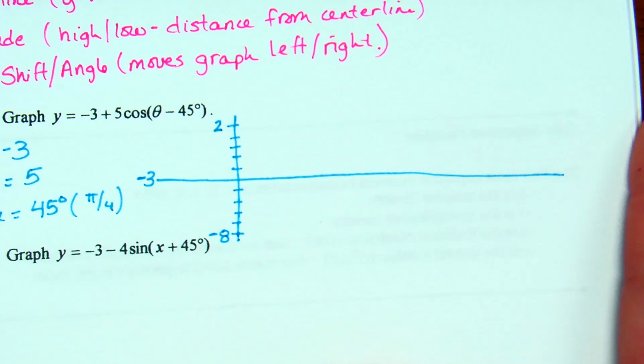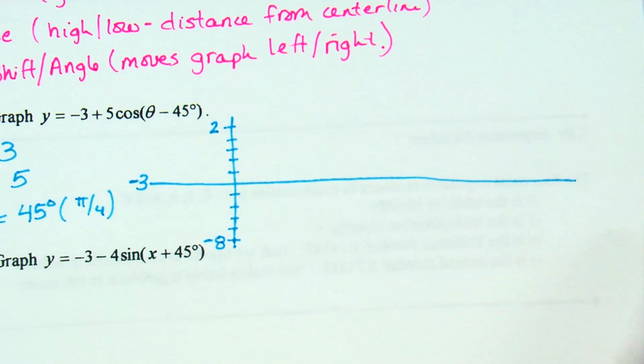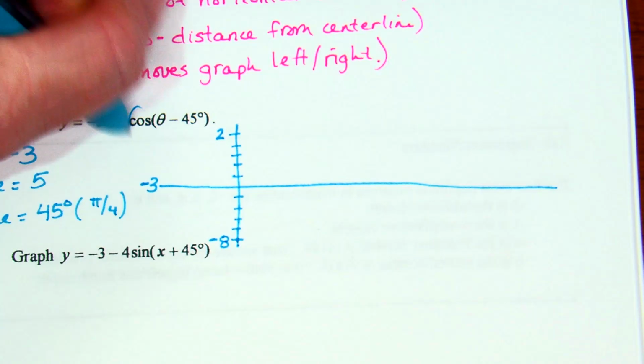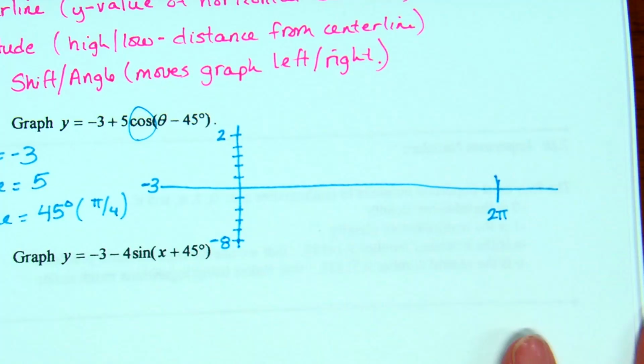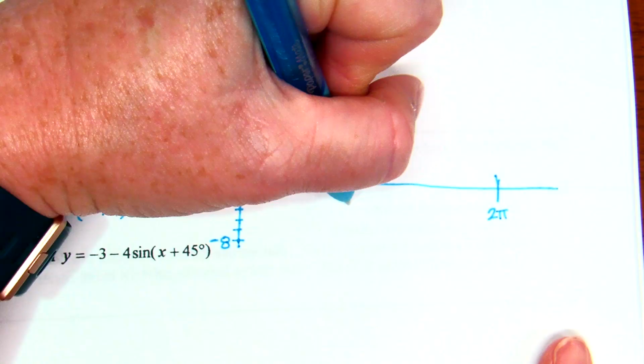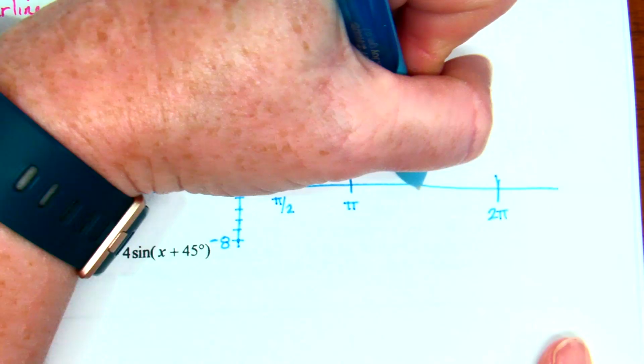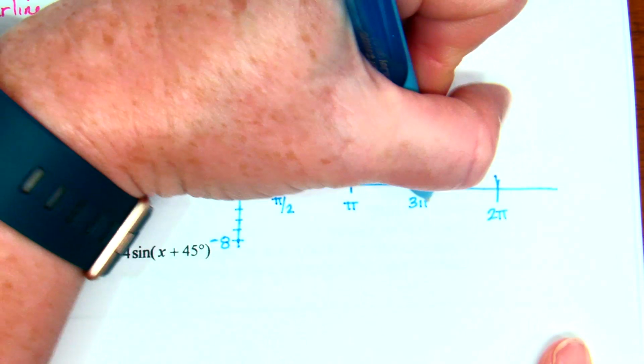When we graph this, what kind of graph are we graphing? Cosine. Good to know, right? A period of cosine is 2 pi. I don't know, everyone does this their own way. I tend to say, okay, there's 2 pi. In the middle of 2 pi is pi. In the middle of my pi's are pi over 2 and 3 pi over 2.